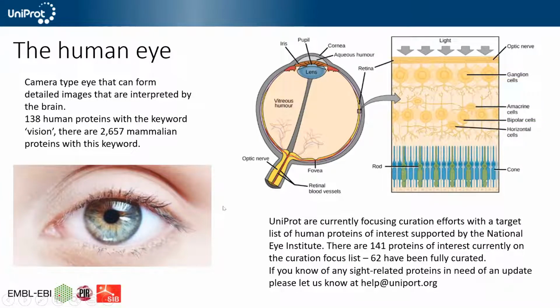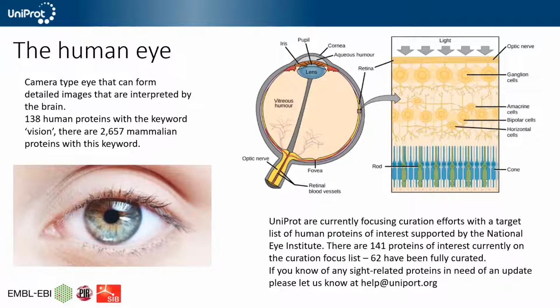So we've currently got several focusing curation projects at hand, but one of them is the human eye, and that's supported by the National Eye Institute. Currently, we have 141 proteins of interest on this target list. We're obviously adding to that whenever we stumble across one or if it's ever suggested to us. And 62 of these have been fully curated as of today. I would like to point out that that's just the human protein.